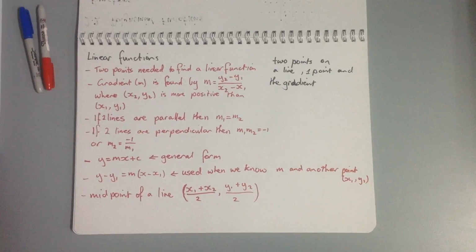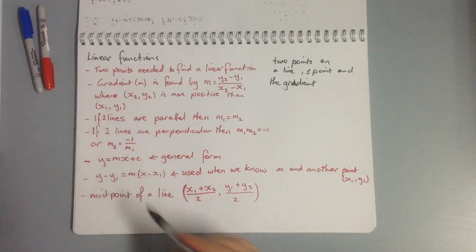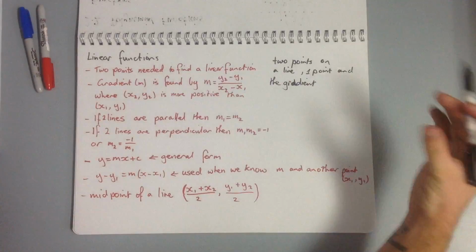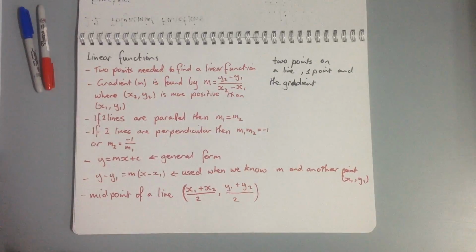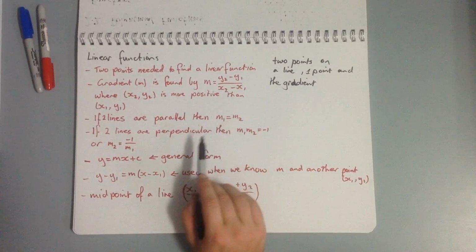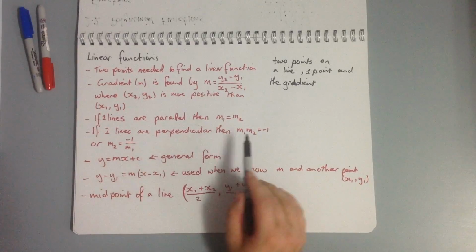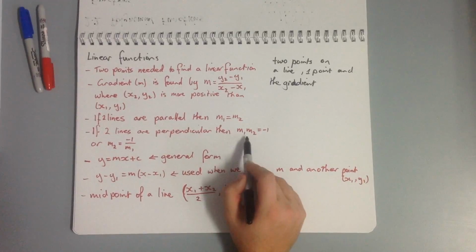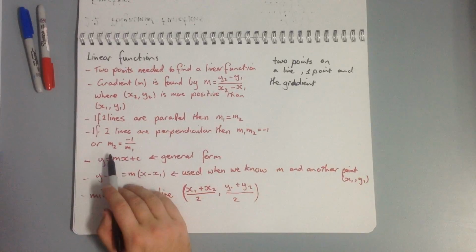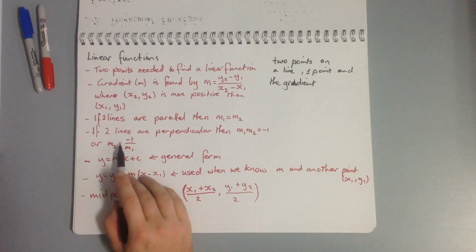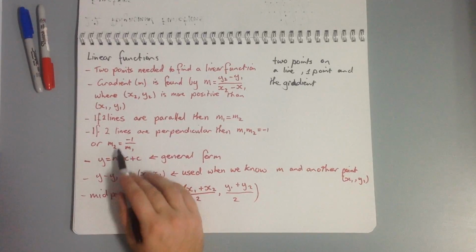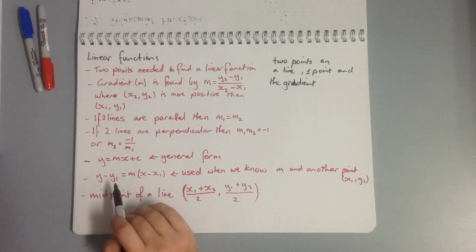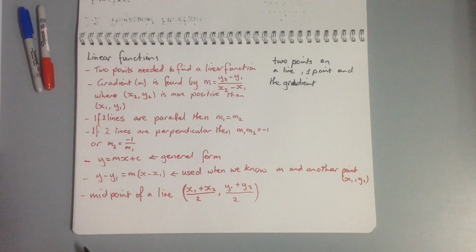We call the gradient m, and it's found by m equals y2 minus y1 over x2 minus x1, where x2, y2 is the more positive point than x1, y1. So that's the point on the right hand side out of the two. If two lines are parallel, then the gradients have to be the same for the two lines. If two lines are perpendicular, then when we multiply the gradients together we'll get -1, or a different way we often like to use it is saying that the second gradient is equal to -1 divided by the first gradient, m1. Our general form of a linear function is y equals mx plus c.